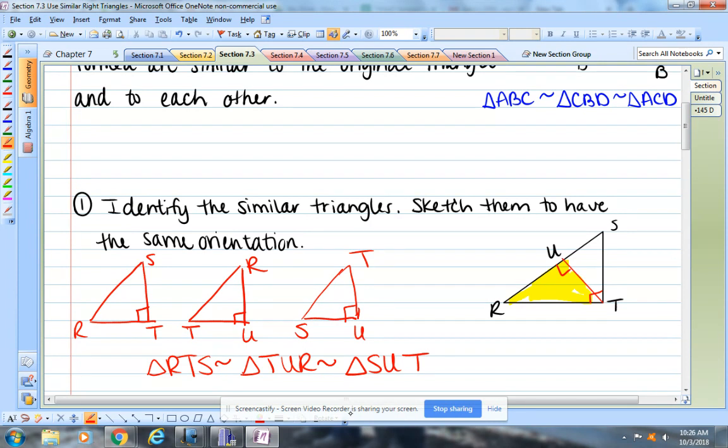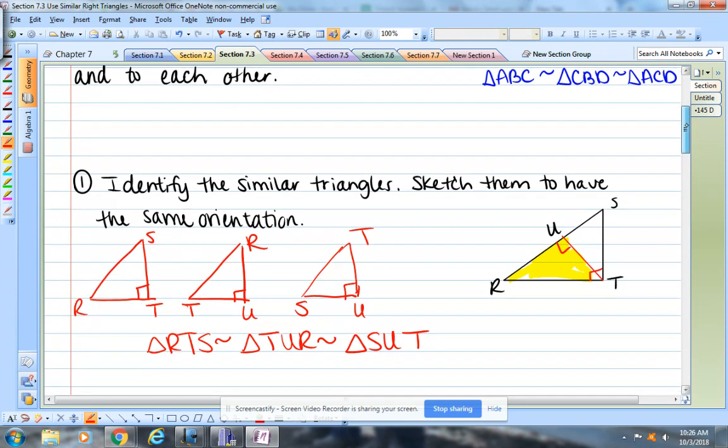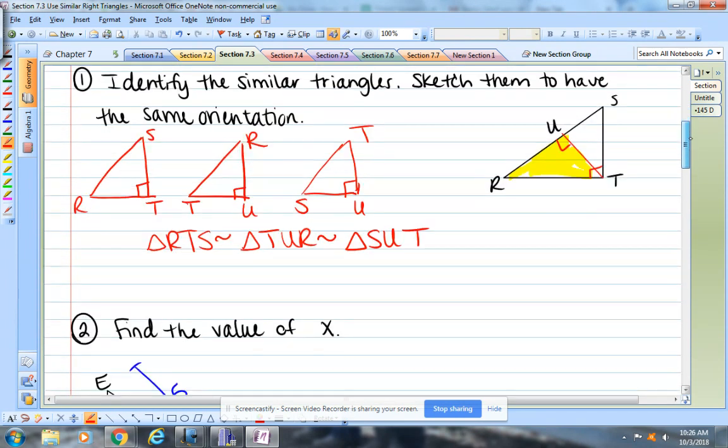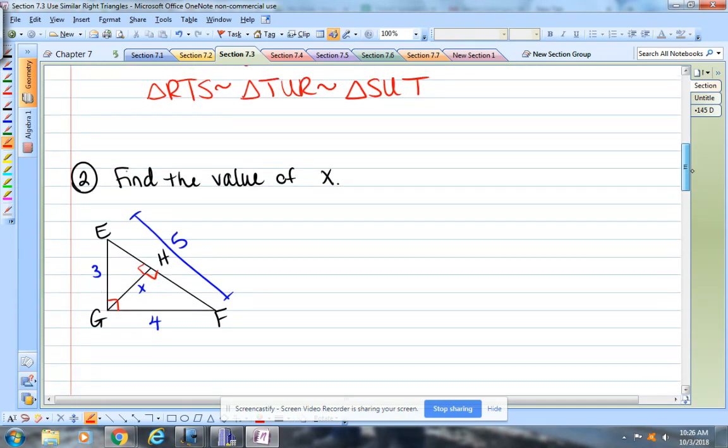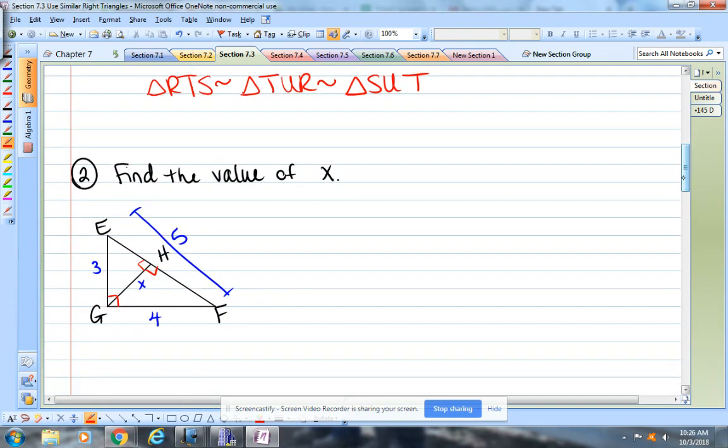Y'all see how we rotated those around? All right. So we are going to use similar triangles to help us find a missing value. I'm going to give you a second and let you copy that picture. If you can't read something, let me know.